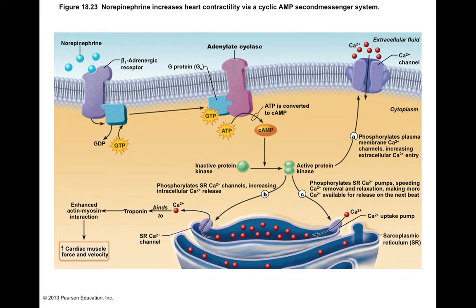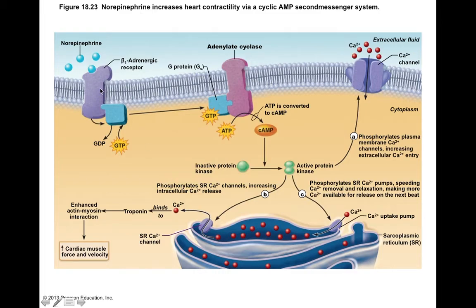Now this is important to note because a lot of drugs target these pathways. So if you're talking about drugs that affect heart rate or heart muscle contractility, it probably has something to do with what's on this slide. Like a calcium channel blocker, well, that's going to block the voltage-gated calcium channels in the SR. So it's going to block this effect, right?